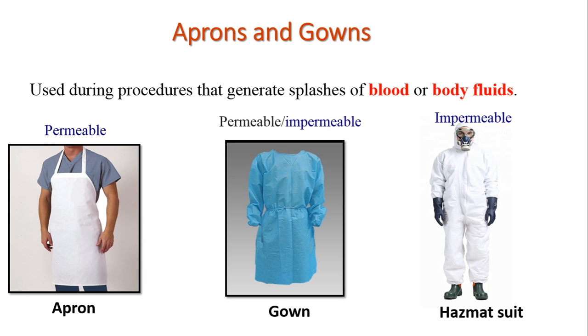Other than this we have aprons and gowns. As you can see in this diagram, I have shown you three kinds of body coverings. One is aprons or lab coats. There are different designs available for aprons, and one which covers a large portion of our body is usually good. Then we have gowns, as you can see. So aprons are reusable. You can autoclave them, you can wash them, and you can reuse them. Gowns and the hazmat suit are use and throw ones.